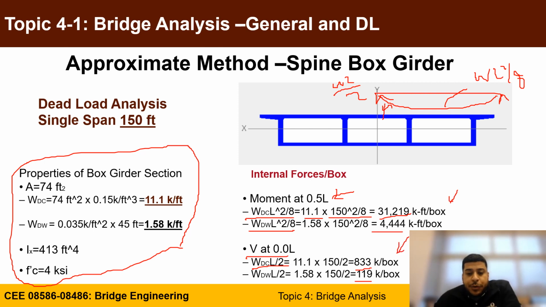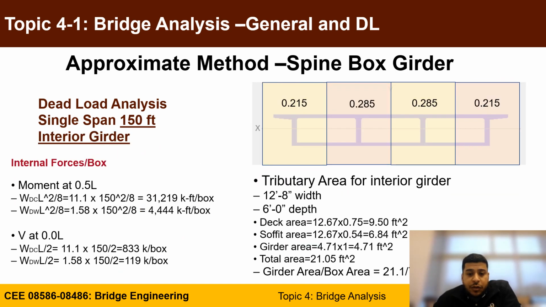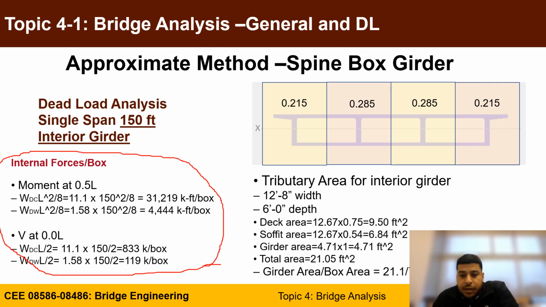Now we need to get it per girder. Let's say we need to calculate for the interior girder. Again, we are repeating the information from the previous slide as a reference for us. So you know that your girder width, which is the spacing from this example, is 12 feet 8 inches. The total depth is 6 feet. You can calculate the area of the deck, the area of the soffit, and the area of the web.